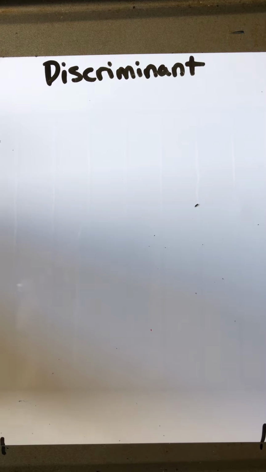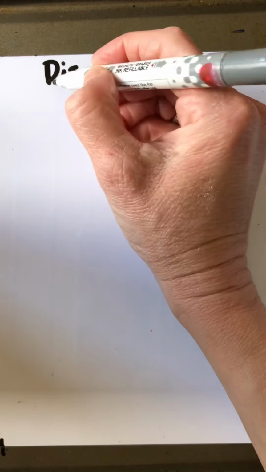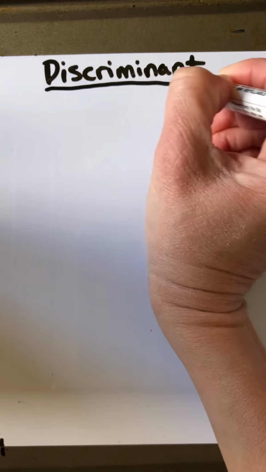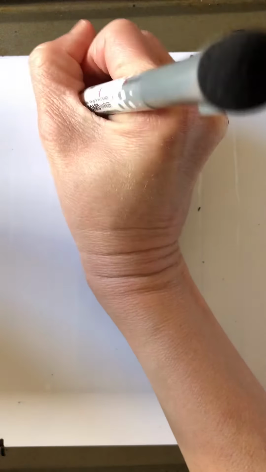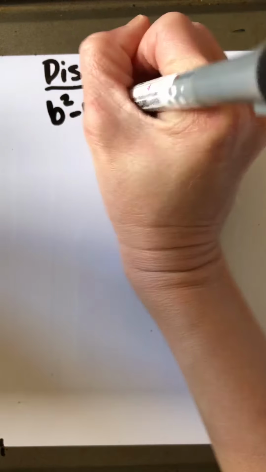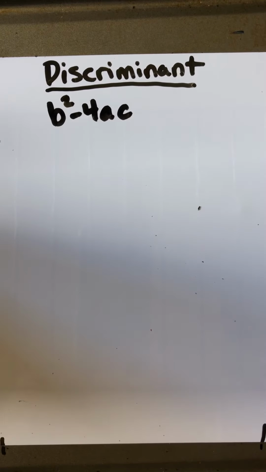So what I'd like to do with you all today is give you a nice introduction to the discriminant. This is the page that should go into your interactive notebook with the title, Discriminant. So the word discriminant just is a fancy expression for b squared minus 4ac.